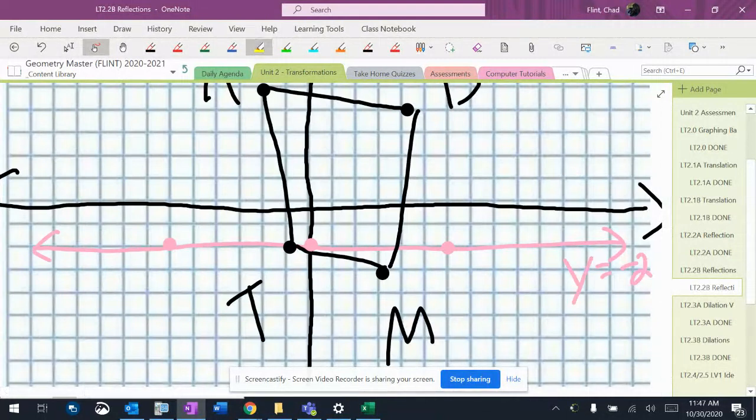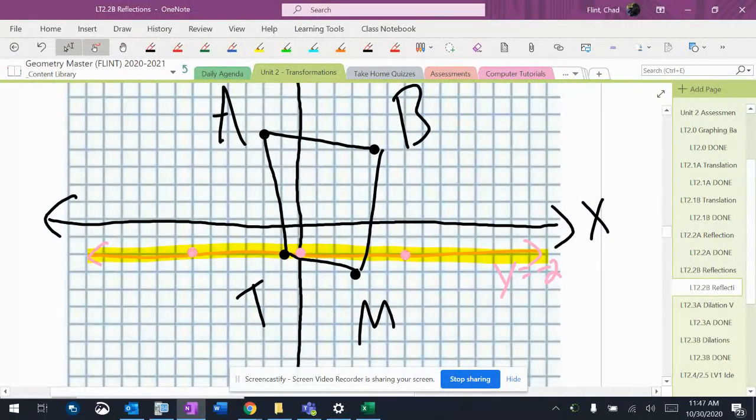I'm going to highlight that also so that it stands out a little bit more than just being pink. Okay, and now what I'm going to do is reflect each of these points over that yellow line. And they're all going to do different things because they all are in different areas of the graph. So for M, I count up 1 to get to the yellow line. So then M prime is going to appear right there. So it's 1 above the yellow line.